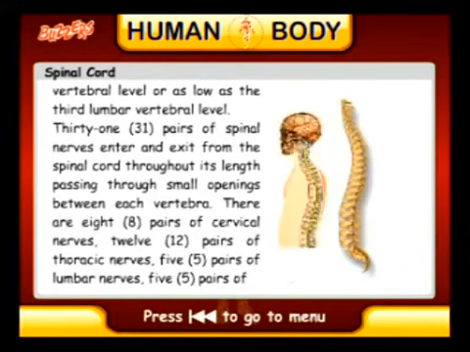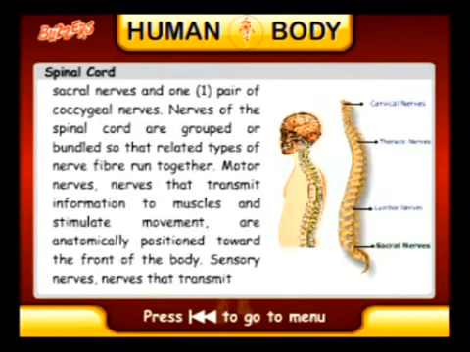31 pairs of spinal nerves enter and exit from the spinal cord throughout its length, passing through small openings between each vertebra. There are 8 pairs of cervical nerves, 12 pairs of thoracic nerves, 5 pairs of lumbar nerves, 5 pairs of sacral nerves, and 1 pair of coccygeal nerves.